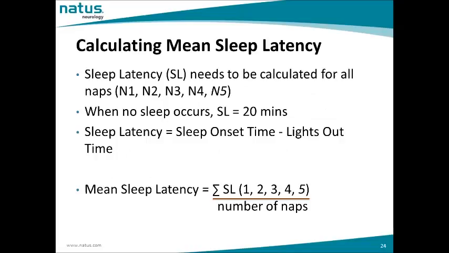So how do we calculate mean sleep latency? Sleep latency needs to be calculated for all naps, N1, N2. The N here stands for nap 1, nap 2, nap 3, nap 4, and nap 5 if there is a need for nap 5. When no sleep occurs, the sleep latency is equal to 20 minutes. If a sleep stage occurs, the sleep latency will be sleep onset time minus lights out or lights off time. The mean sleep latency will be the total of the sleep latency for all the naps divided by the number of naps.